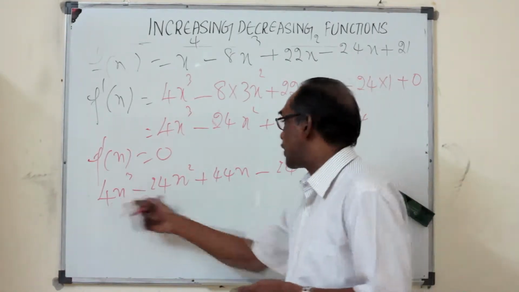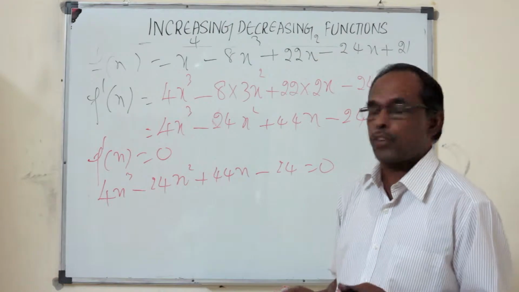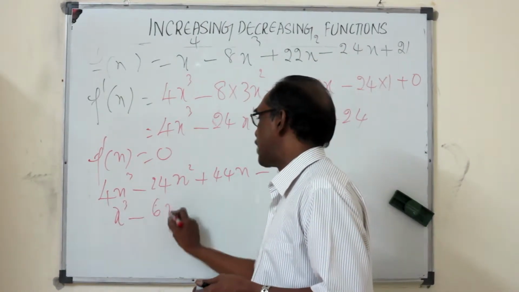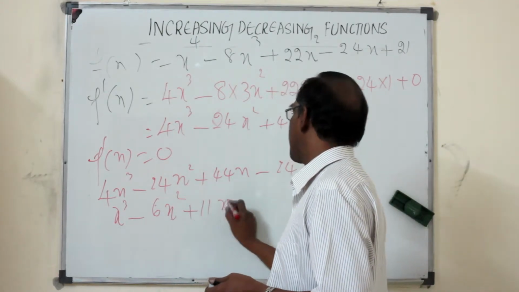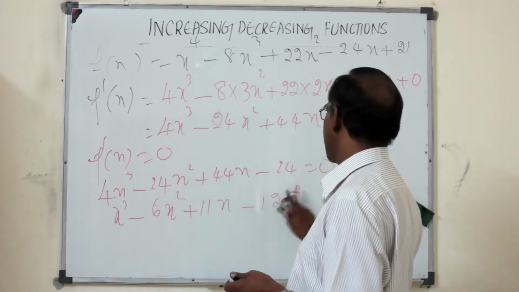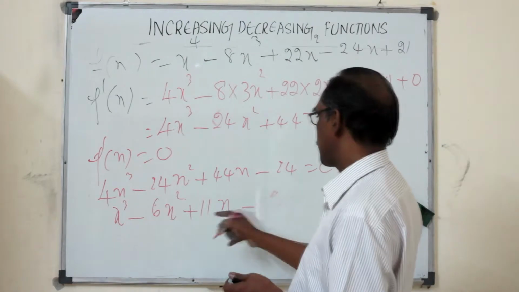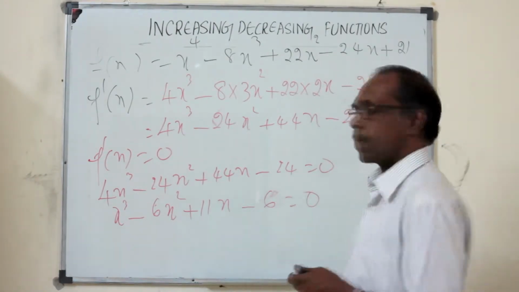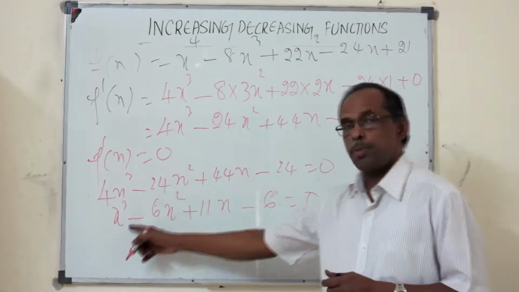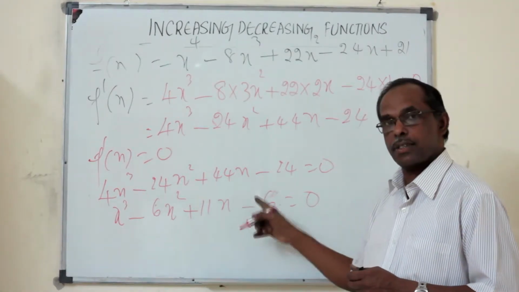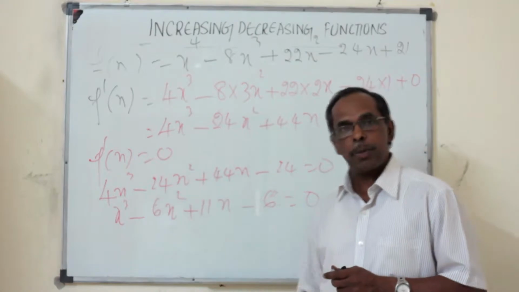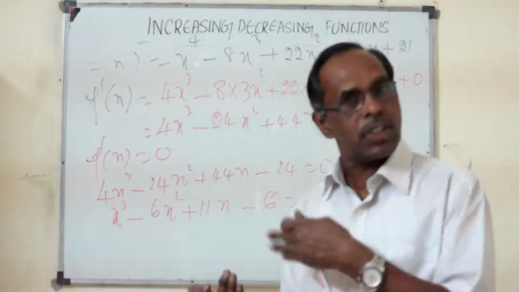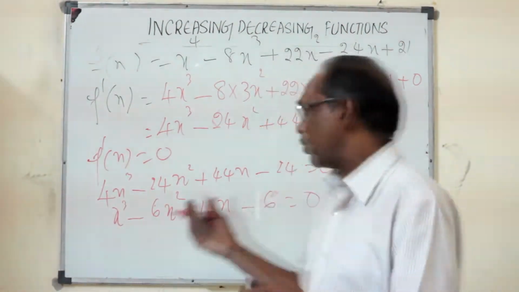Now the 4 is common in all the terms, so divide by 4. So it will be x cubed minus 6x square plus 11x minus 6 is equal to 0. This is the cubic equation. So you are going to solve this equation to find the value of x, which you have studied in class 9. So how are you going to solve this one?